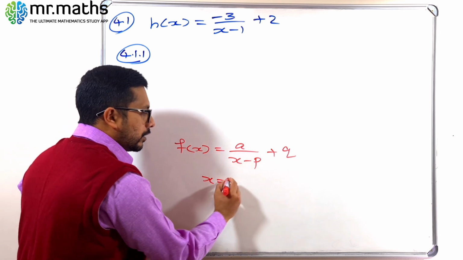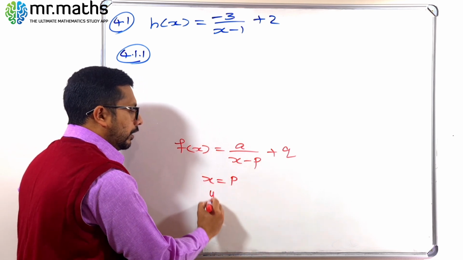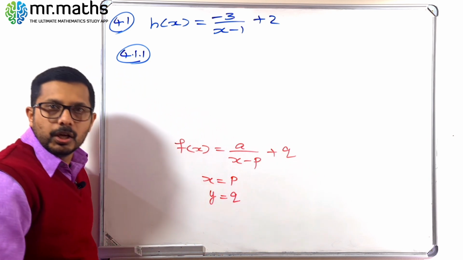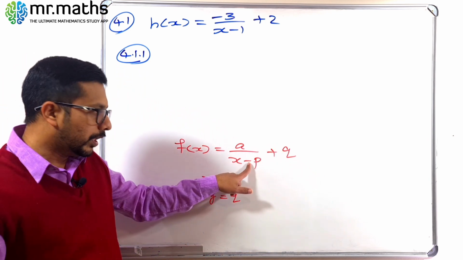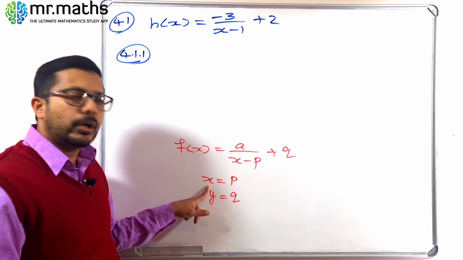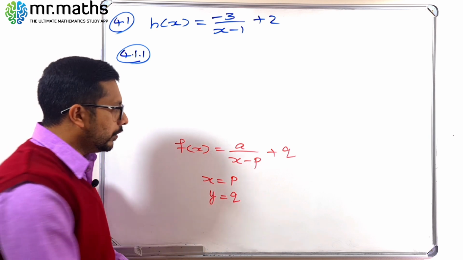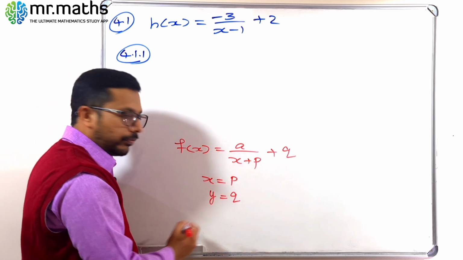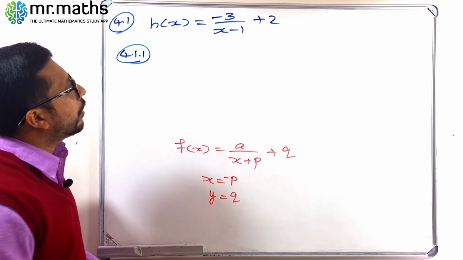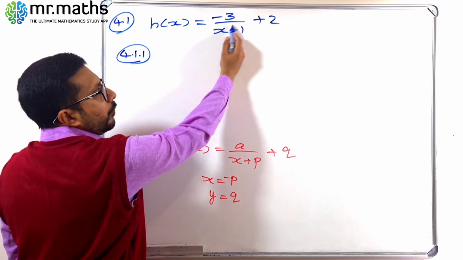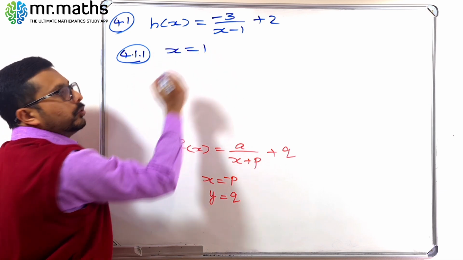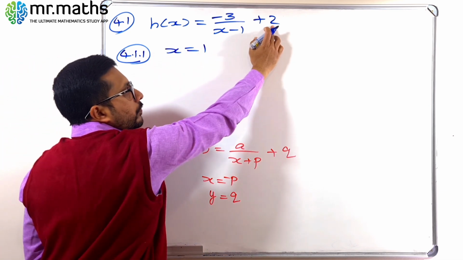So x is equal to positive p, and there is no change for this value. You have to write it as it is. Only one change. If here it is negative, when you write the asymptote's equation, you have to write it as positive. But if here it is positive, then what do you write here? x is equal to minus p. So in our question, x minus 1, minus 1. So what is the asymptote? You have to write x is equal to positive 1.